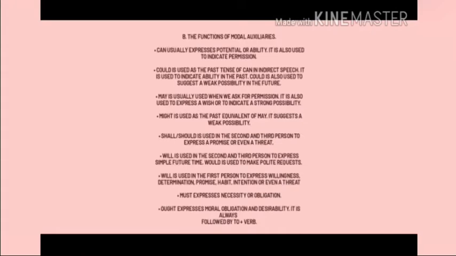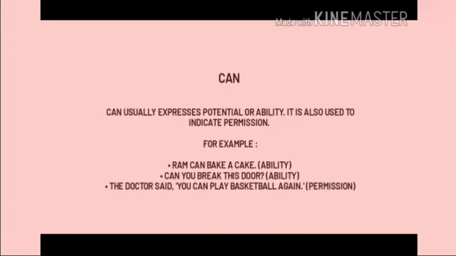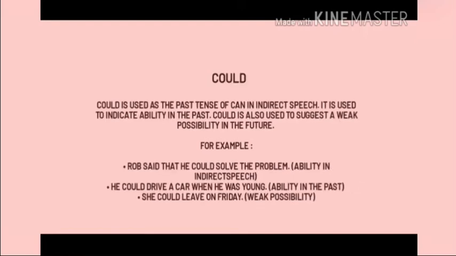Next, the function of modal auxiliaries. Can usually expresses potential or ability. It is also used to indicate permission. For example, Ram can bake a cake. This is ability. Can you breathe without a door? This is ability. The doctor said, you can play basketball again. This is permission.